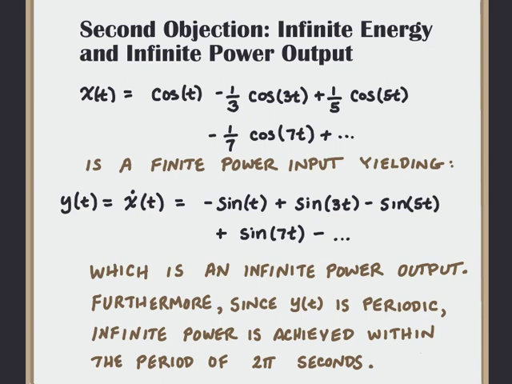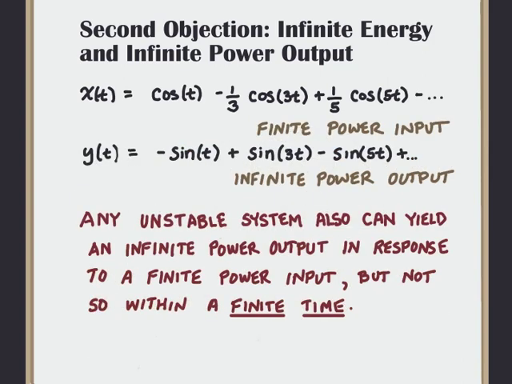But it's worse than that. Note that y of t is periodic, and recall that for a periodic signal, we can evaluate the power over one period. Since the power is infinite, this means it achieves infinite power in finite time, within the period of y of t, which is only 2 pi seconds. So we have a finite power input yielding an infinite power output, and that infinite power is achieved in finite time.